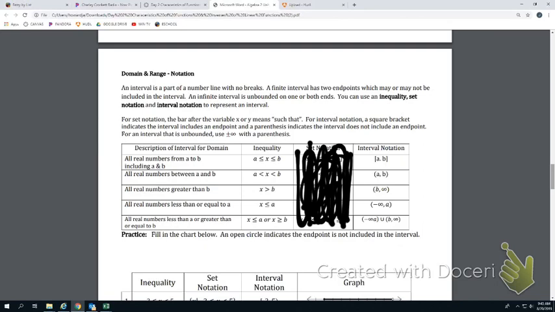Here is all numbers less than or equal to a. So if it's a and it keeps going down forever, I'm going to start at negative infinity, and then it goes up to a. Now, because it's equal to, this should be a bracket. So change that parentheses right there to a bracket. It's a typo on this.